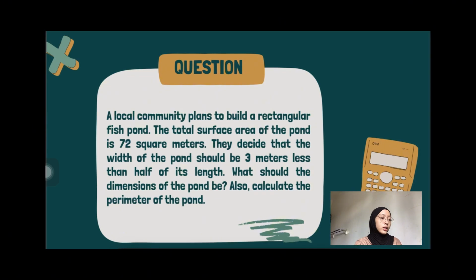A local community plans to build a rectangular beach pond. The total surface area of the pond is 72 square meters. They decide that the width of the pond should be 3 meters less than half of its length. What should the dimensions of the pond be? Also, calculate the perimeter of the pond. So, we will solve this question using the guess and check method.